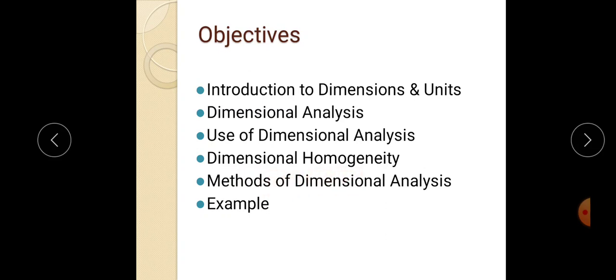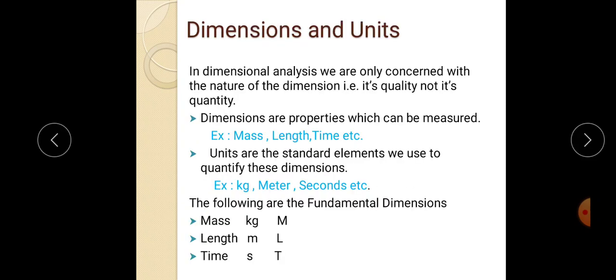And last but not least, we'll see an example problem to explain the concepts. With the example, our concepts will be much more clear. So we'll see an example problem at the end. Alright, so let's start. First of all, dimensions and units. The question is why we need to study dimensions and units.